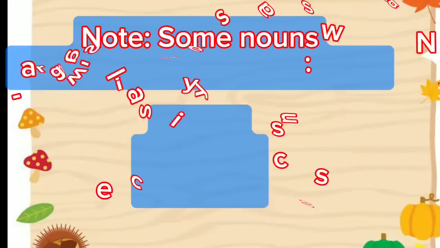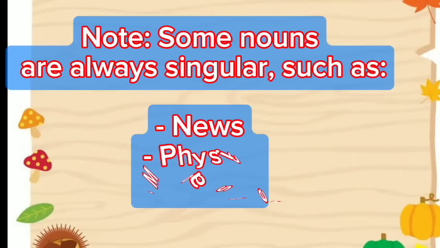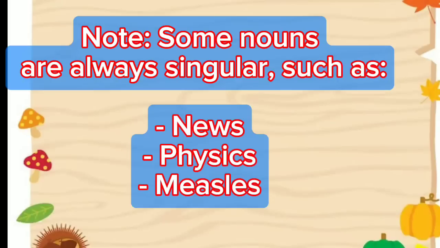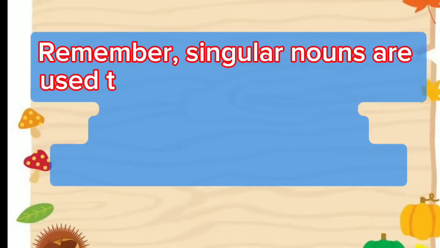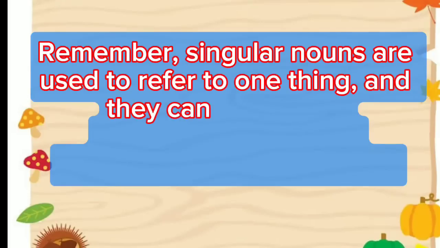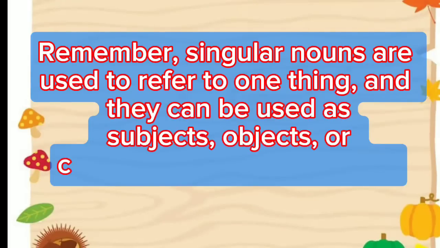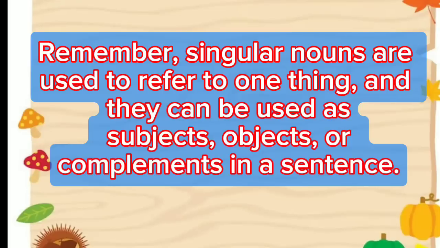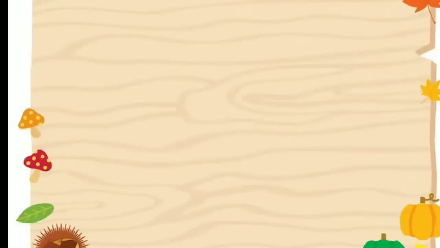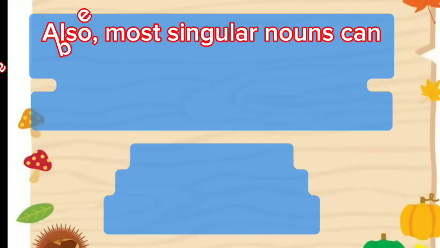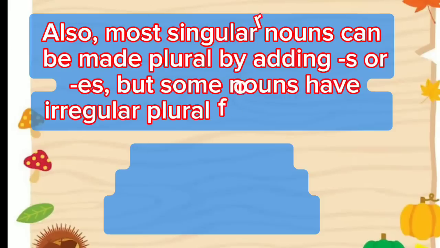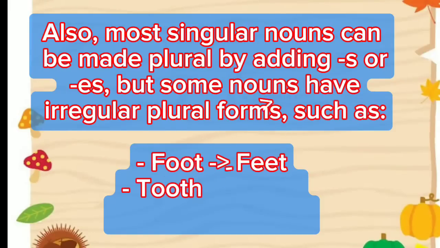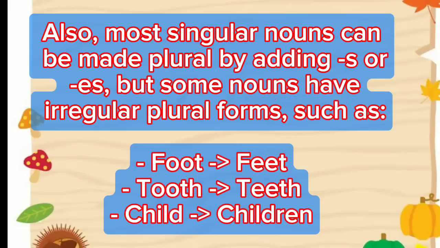Note: some nouns are always singular, such as news, physics, measles. Remember, singular nouns are used to refer to one thing, and they can be used as subjects, objects, or complements in a sentence. Also, most singular nouns can be made plural by adding s or es, but some nouns have irregular plural forms, such as foot to feet, tooth to teeth, child to children.